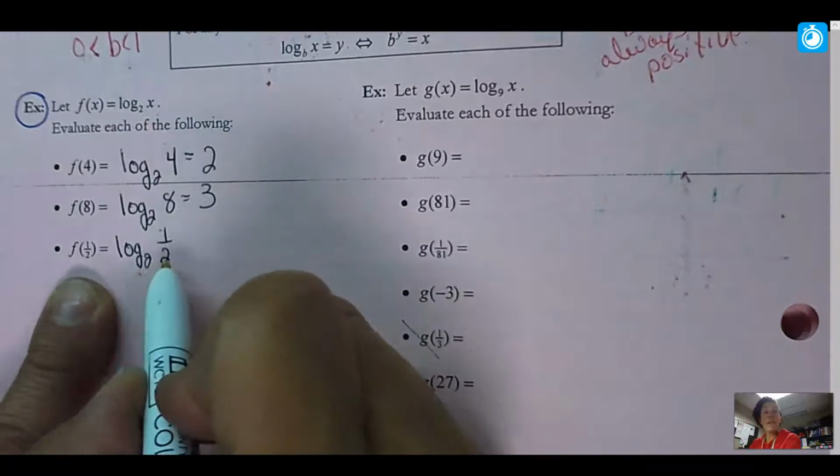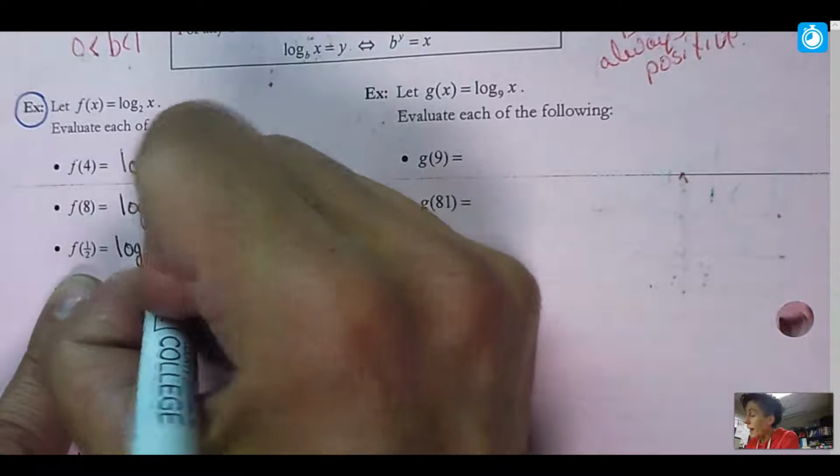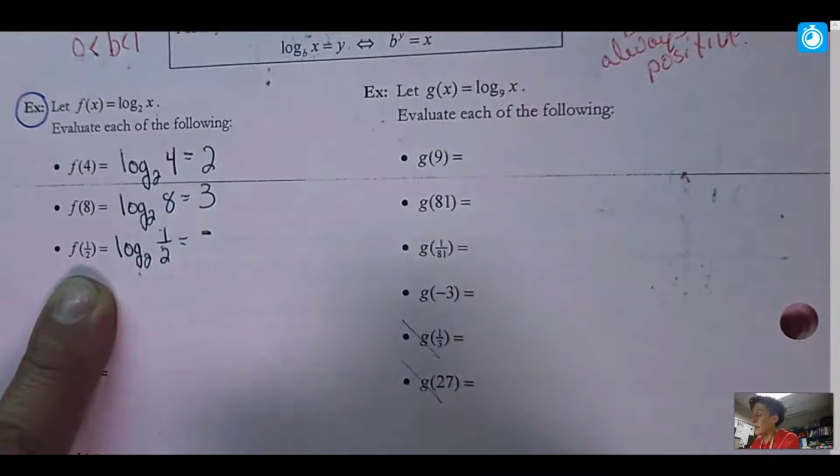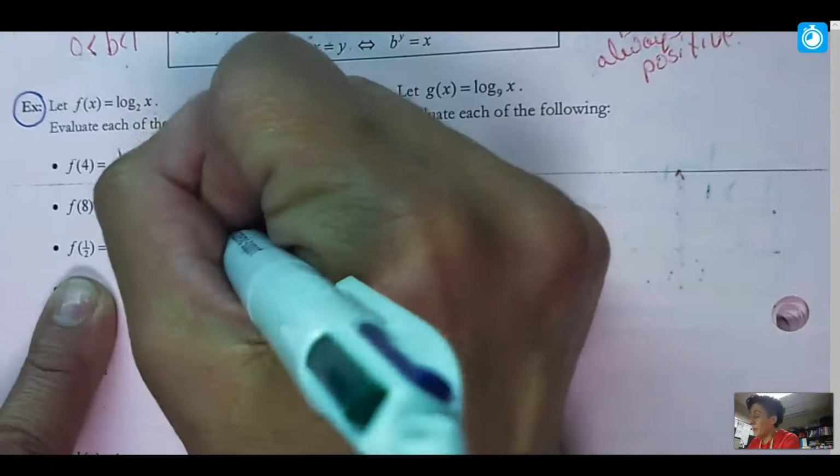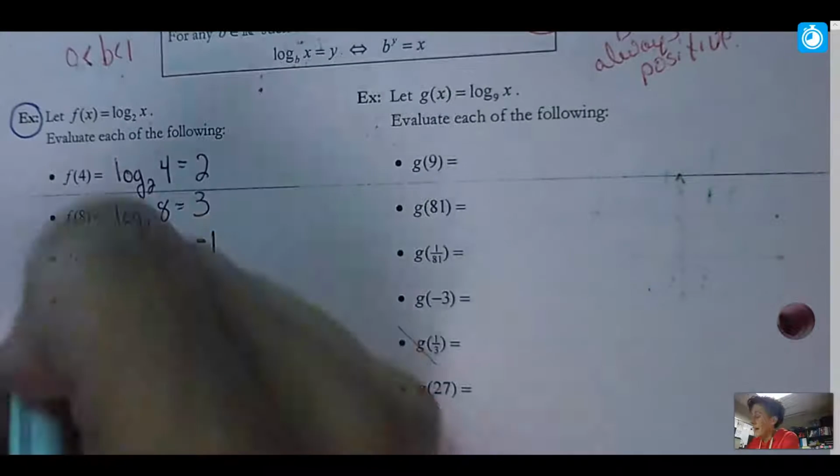So 2 to the what makes 1/2? Well, remember, a fraction comes from a negative exponent. So that makes my fraction. So now I'm just asking 2 to the what makes 2, and that would be a first power. Let's put this one in.